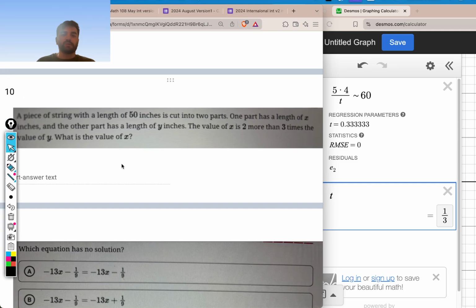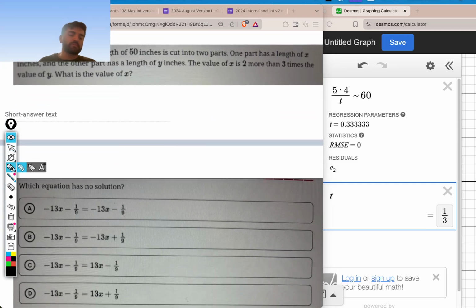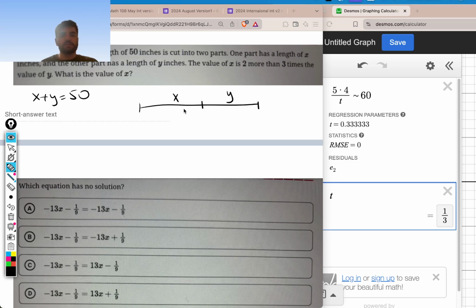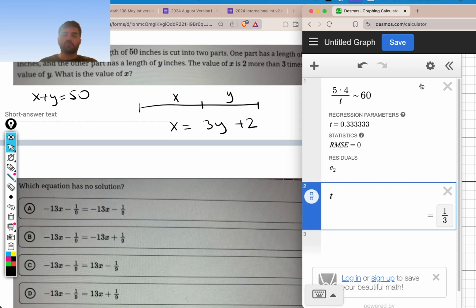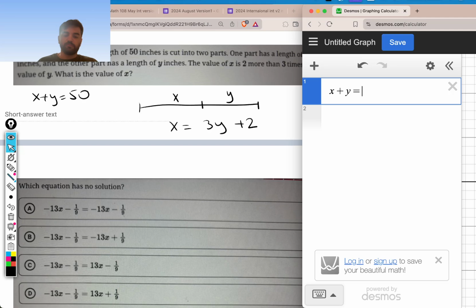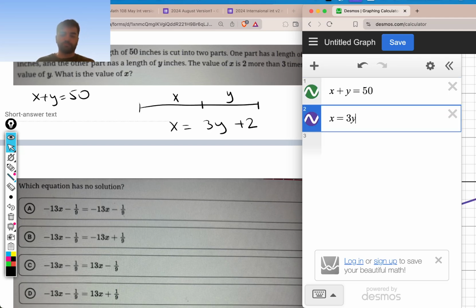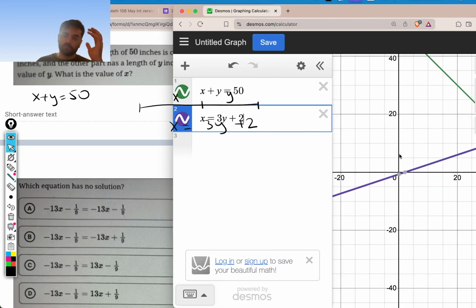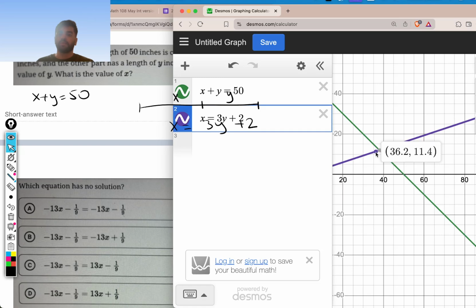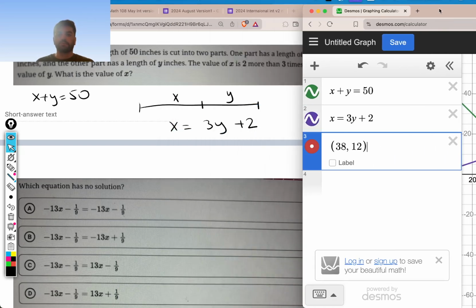We have a piece of string. Let's think of it as one line of two parts. We divided it into two parts, x and y. So from here we can write x plus y is equal to 50. Then it says that x is 3 more than 3 times y, and 3 more than means plus. Then let's write it in decimals like this. Then you will get this intersection point as the answer. Here x is equal to 38, y is equal to 12.